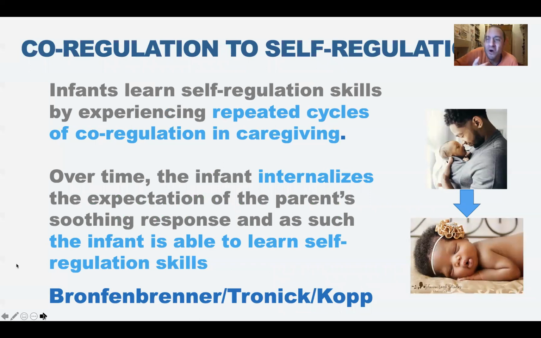It's widely accepted from the classical theories, Bronfenbrenner, Tronick, Kopp, that co-regulation is really important in early life. Infants learn self-regulation by experiencing repeated cycles of co-regulation in caregiving. Over time, they internalize the expectation of the parent's soothing response, and through this, they learn self-regulation. This is the classic model that we're working within today.